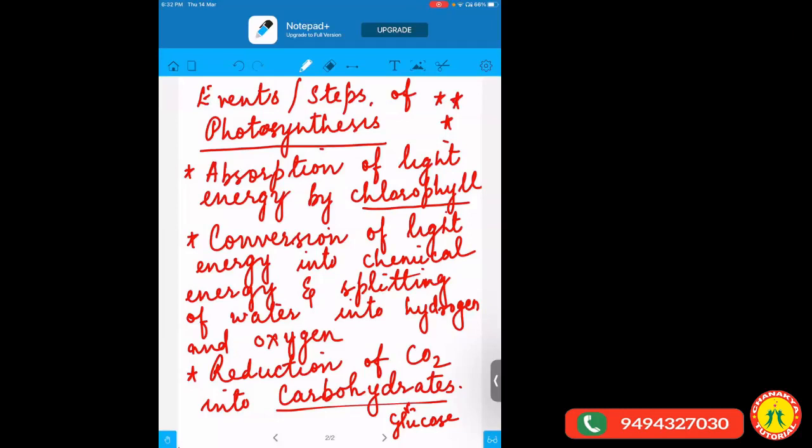Actually, most years they ask it for 3 marks, and the direct answer is there. If you write these 3 points, you will get the marks. But make sure that for the second step, you write both points, not just one: the conversion of light energy into chemical energy, and the splitting of water into hydrogen and oxygen. If you write only 1 point for the second one, they will reduce half a mark for it.